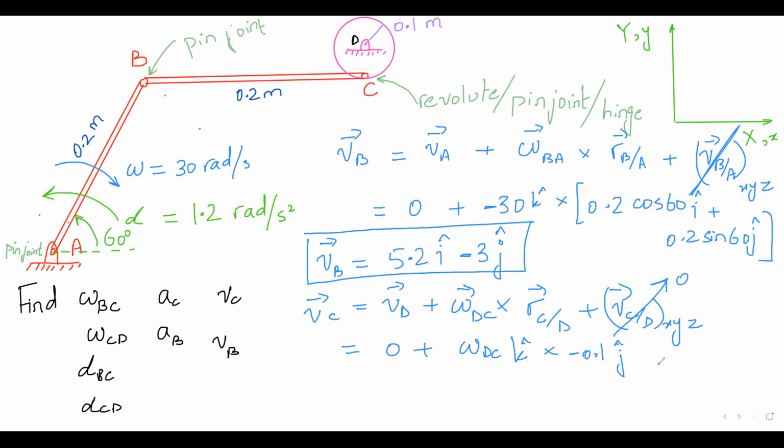So give me the VC. K cross J is a minus I. Very nice. Correct? Boom. We got it. Correct? Everyone is with me, right?